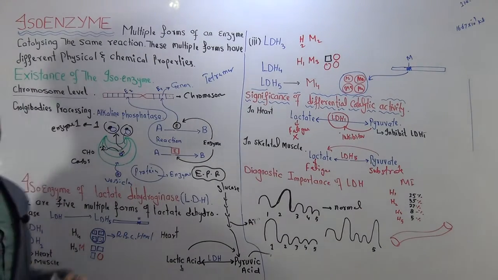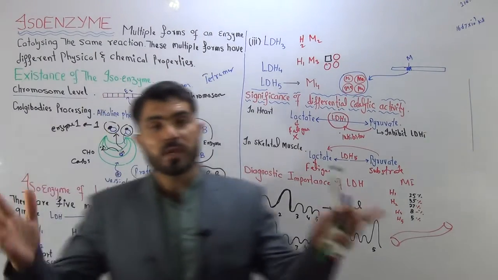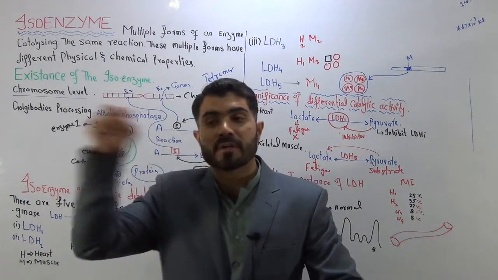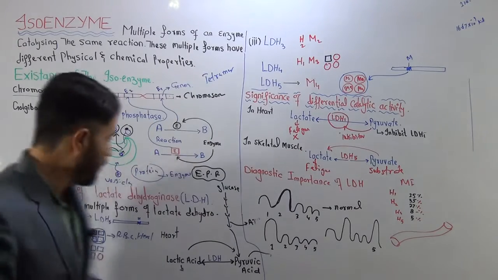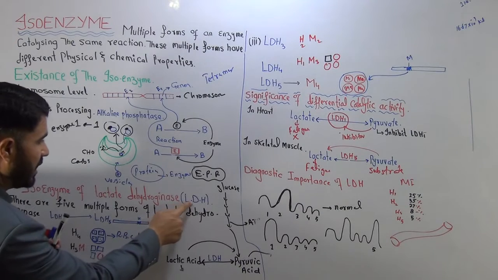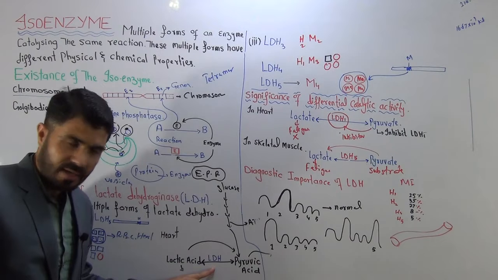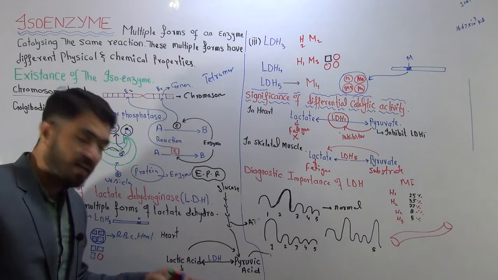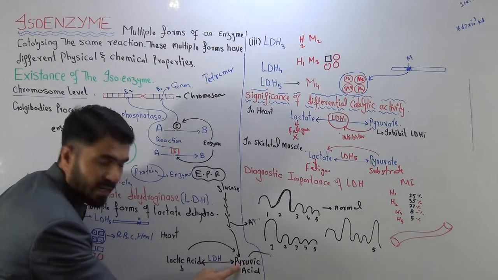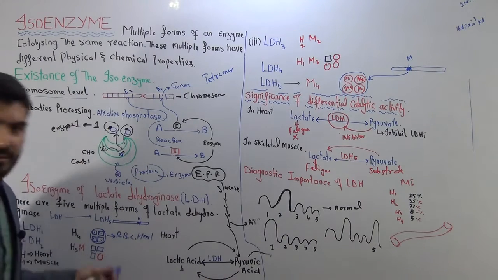So this is another way. Now, I would like to give you one example of isoenzyme, that is lactate dehydrogenase. Lactate dehydrogenase is a very famous enzyme, and this enzyme has 5 different multiple forms. Before we discuss the multiple forms, I would like to tell you the role of LDH. As the name shows, this enzyme is involved in the conversion of lactic acid into pyruvic acid and pyruvic acid back into lactic acid. This is just the role.